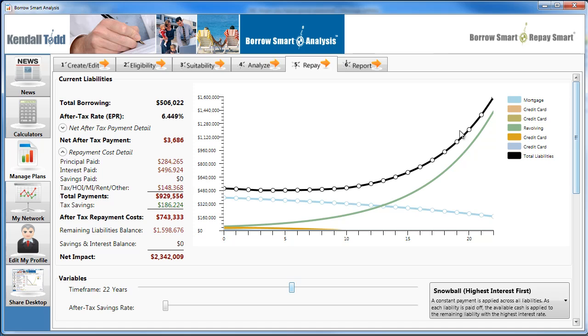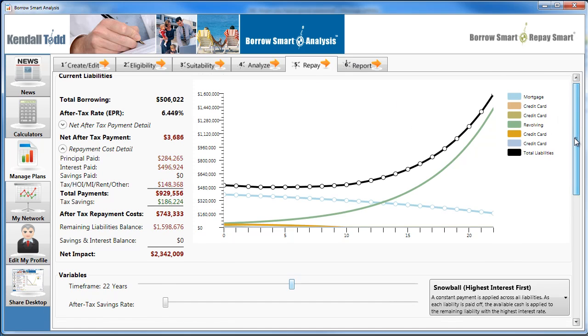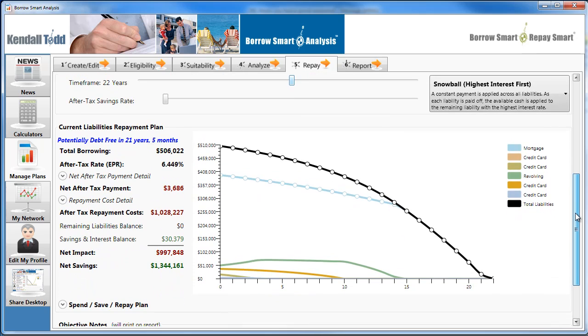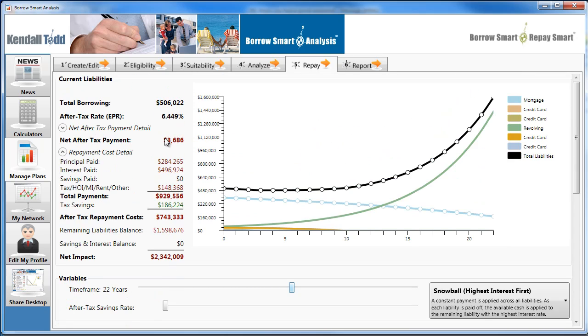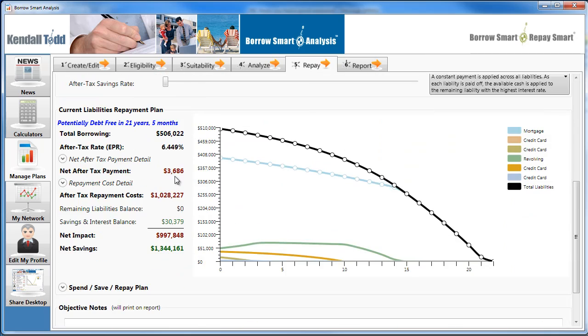But look at the scenario. Because we're doing a repay-only scenario, because we're not looking at any mortgage, he can come down and click snowball highest interest rate first, and he can show that this client would be debt-free of all of those debts in 21 years, 5 months. That would save him $1.344 million in interest over that time period. And remember, all we're doing is applying the current cash flow today that he has available. This net after tax of $36.86 is being applied to the same debts here. It's just each time one debt's paid off, it's going to apply that credit towards the next debt.